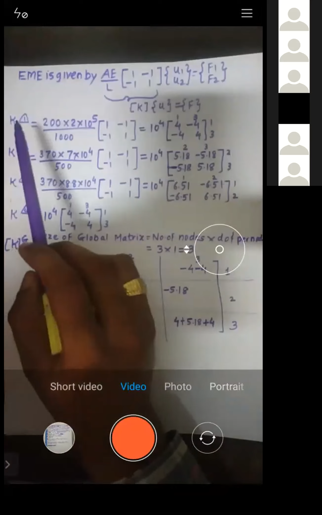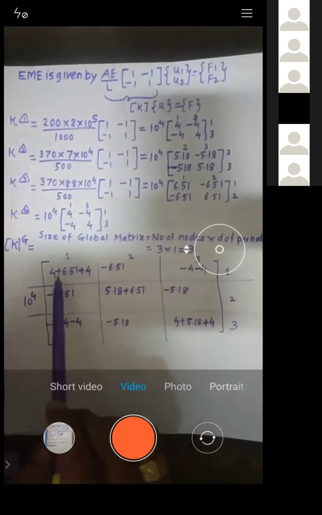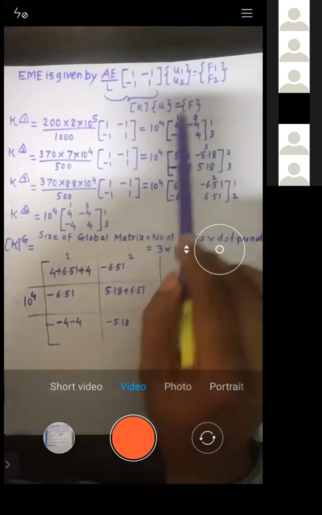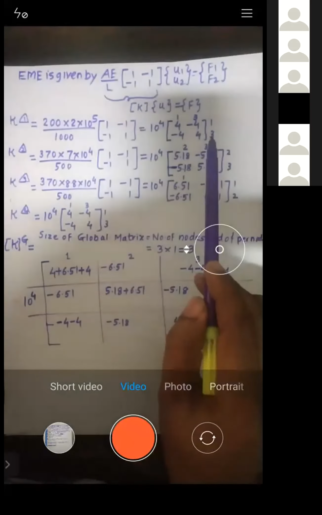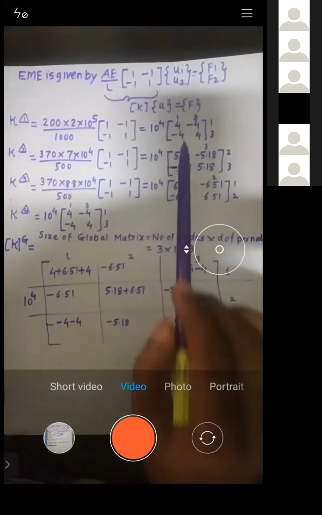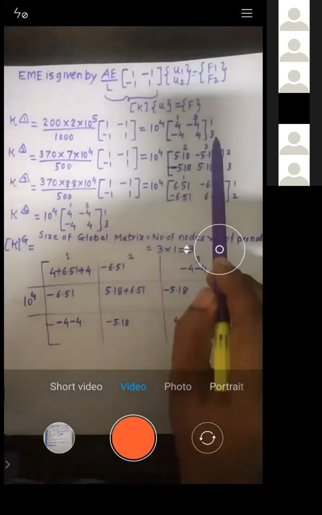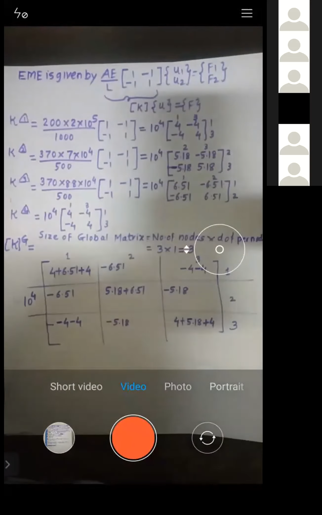See this one, the stiffness matrix of element number 1. What is that? The first element, 1, 1, is 4. Then at 1, 3, it is minus 4. Next, 3, 1 is minus 4. Next, 3, 3 is 4, right?